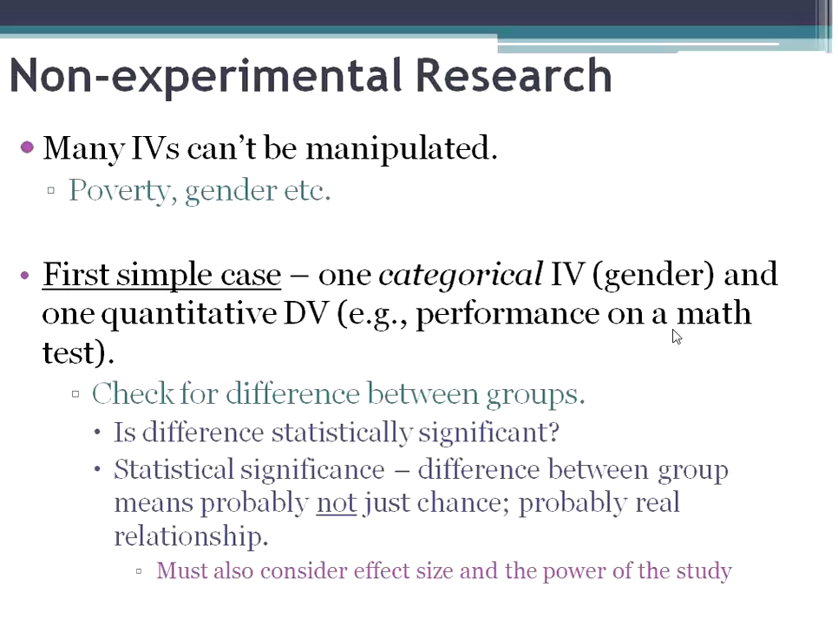So, there are often independent variables we're interested in that we can't manipulate, right? You can't manipulate someone being in poverty or someone having depression or someone's gender. And so there's a couple different kinds of simple instances of this kind of research that we can go over. So when you have a categorical independent variable and a quantitative dependent variable, so maybe we're looking at the differences between males and females on performance on a math test. We can look and see, is there a statistically significant difference between these groups?